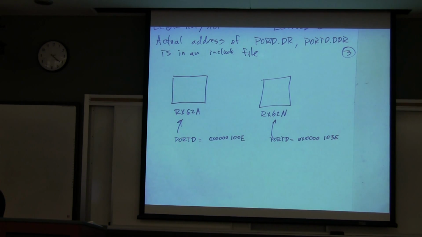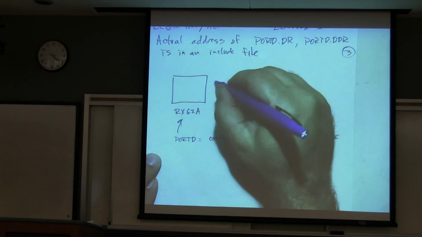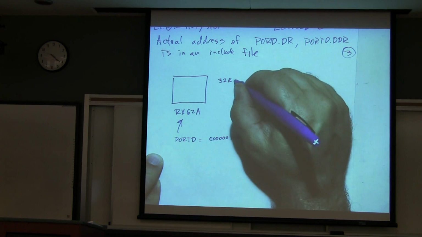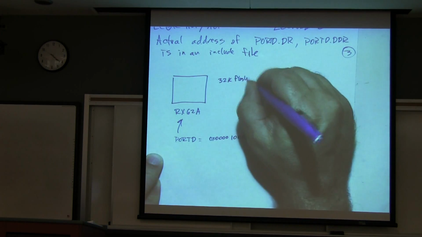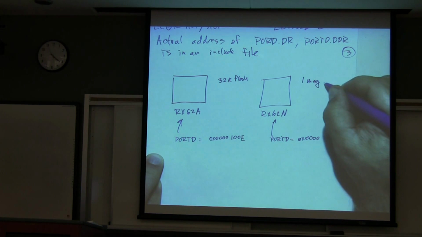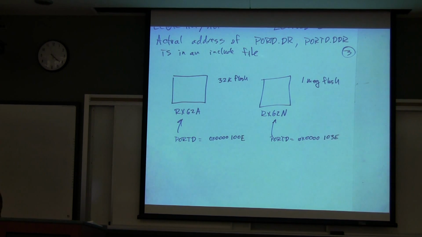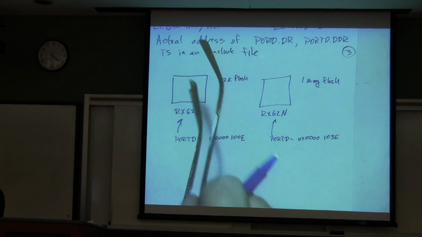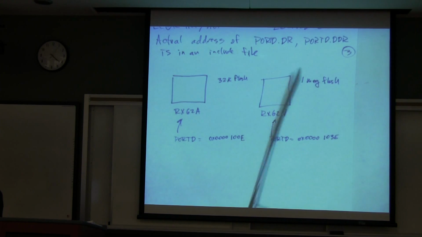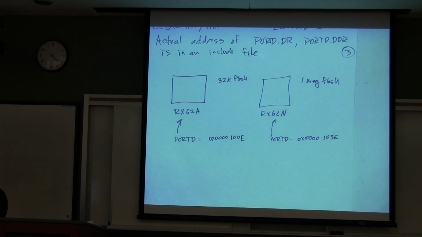And these are the same family, but maybe the difference between this one is that this has 32K of flash, and this has 1 meg of flash. One is more expensive to the other, so if I make a small device, I'd want to use this one because it's going to be cheaper. A bigger device that needs more code, I'd want to use this one. So we have include files.